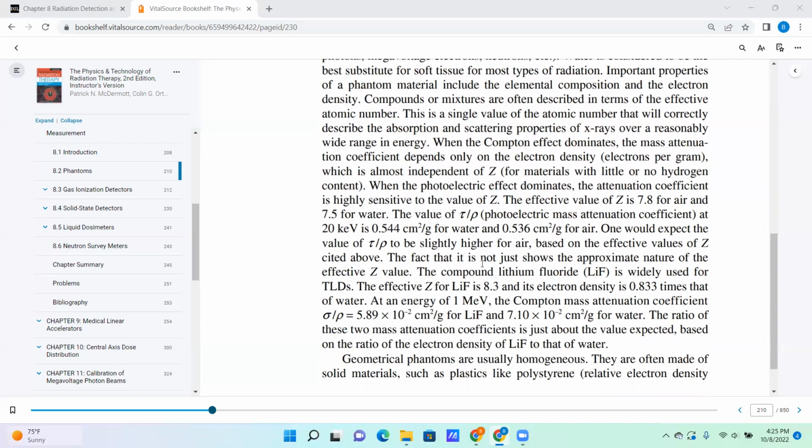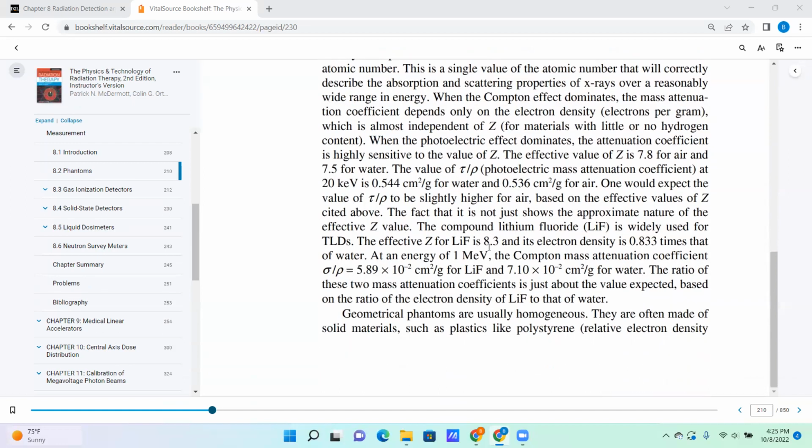And the fact is that it is not, which just shows the approximate nature of the effective Z value. Sorry about that.